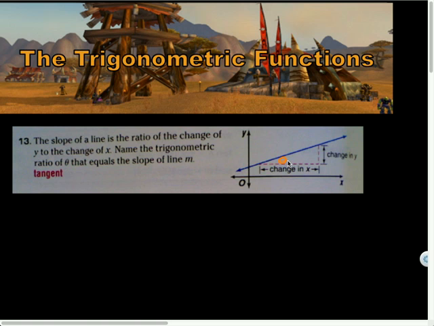So if this is theta, the change in y appears to be the opposite, the change in x appears to be the adjacent, and the trig ratio that compares O to A would be tangent, right? So tangent of theta would equal opposite over adjacent. Technically, you could argue cotangent would equal x over y, but that wouldn't be the slope anymore. That would be the reciprocal of the slope. Am I right? I think so.